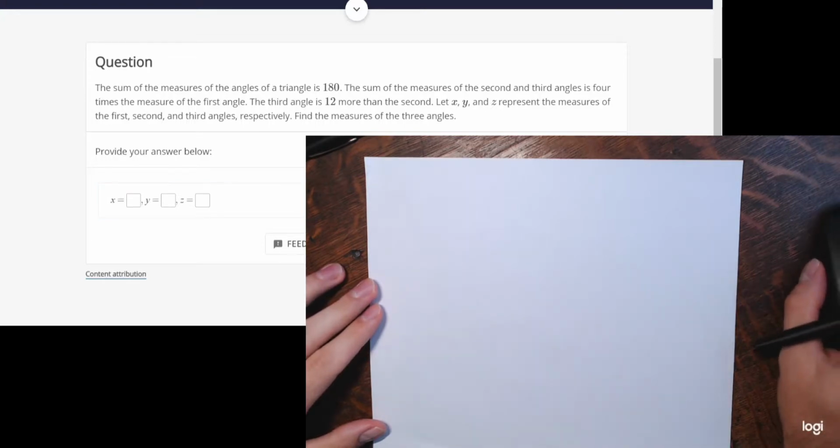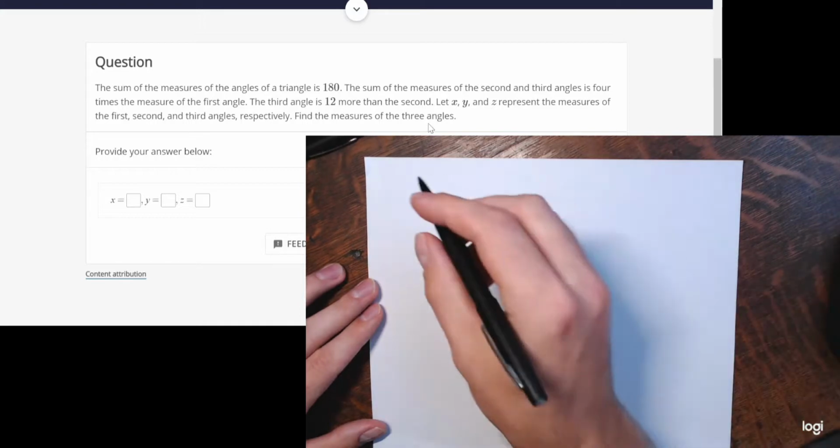Alright, so reading through this, it says the sum of the measures of the angles of a triangle is 180, right, 180 degrees. The sum of the measures of the second and third angles is 4 times the measure of the first angle. The third angle is 12 more than the second. And they're saying let x, y, and z represent the measures of the first, second, and third angles respectively. Find the measures of the three angles.